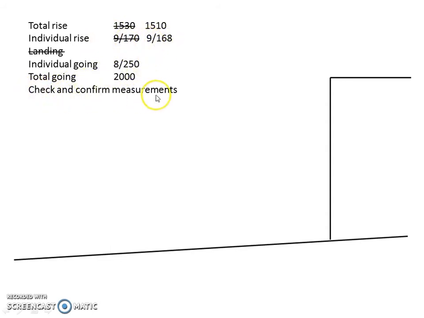So the last check we need to make is that all of our measurements give us a legal set of stairs. So let's have a look at what we need for a stair to be legal. First of all, the rise has to be between 115 and 190, and it is. So that's fine. The going must be between 240 and 355, and it is 250. That's fine. And the last check is that the ratio between the going and the rise is correct.